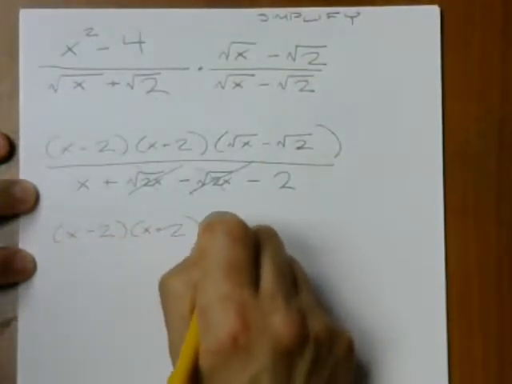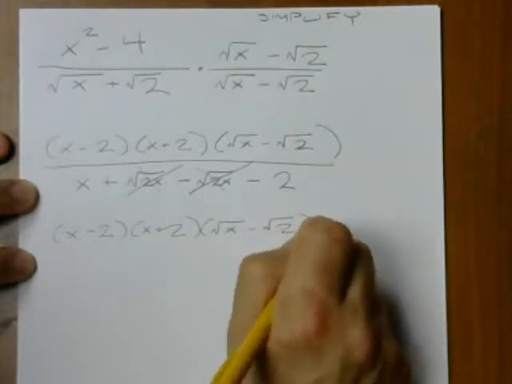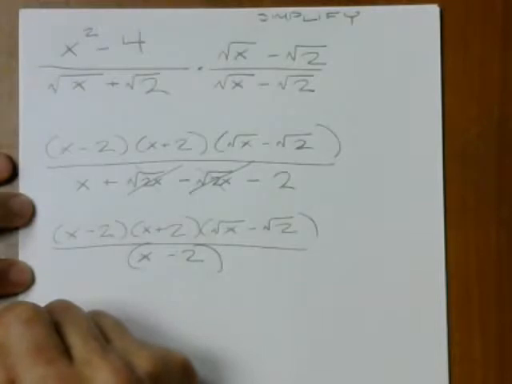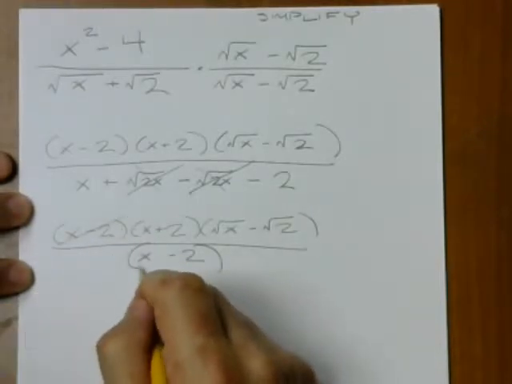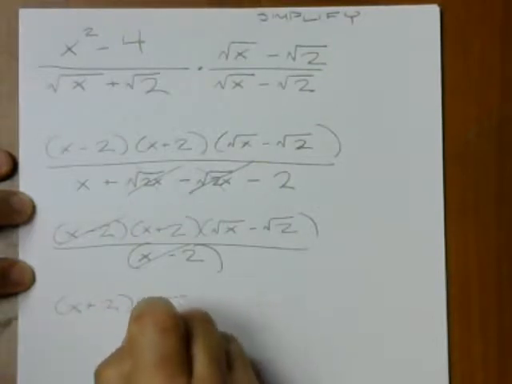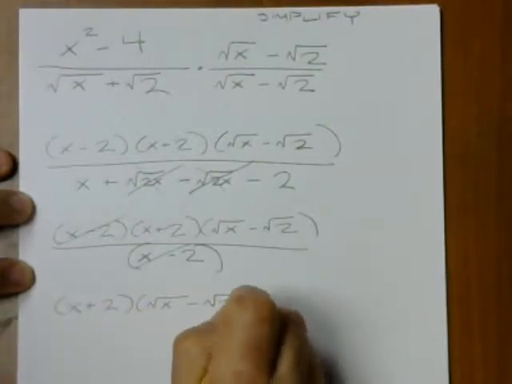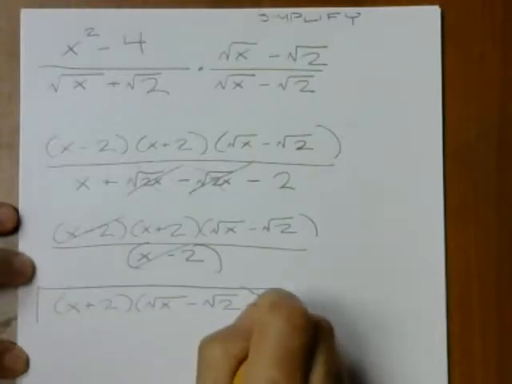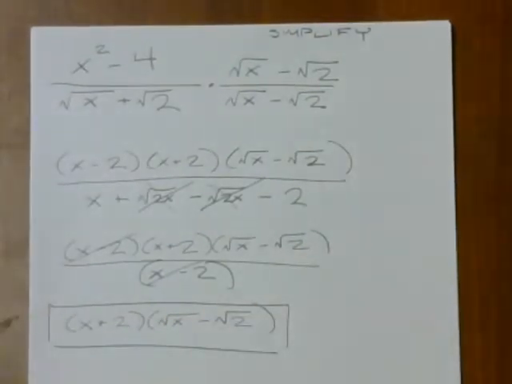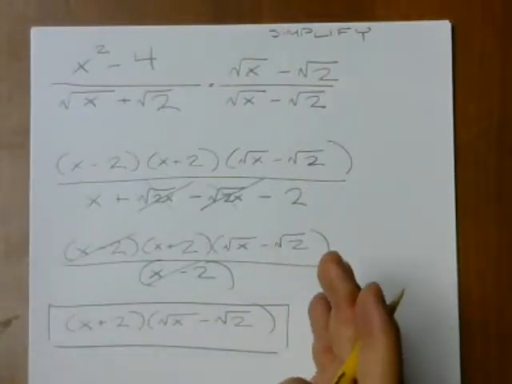So what do I have? I have this. And I have an x minus 2 and an x minus 2. And that gives me a simplification. I've gotten rid of the denominator completely. I still have some roots, but it's definitely simpler, in my opinion, than what we had before.